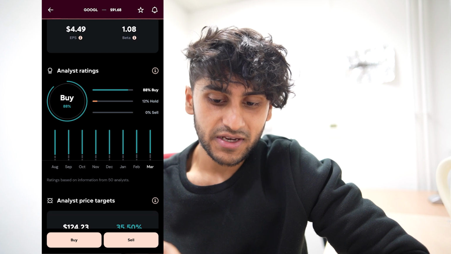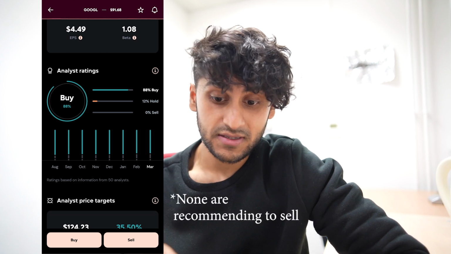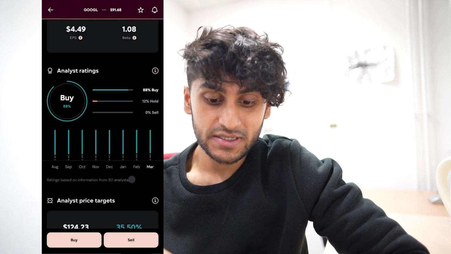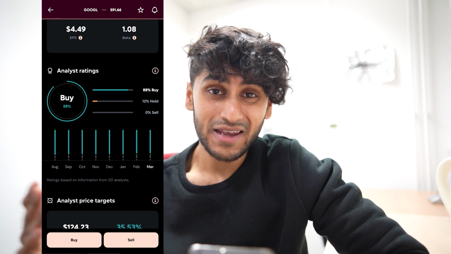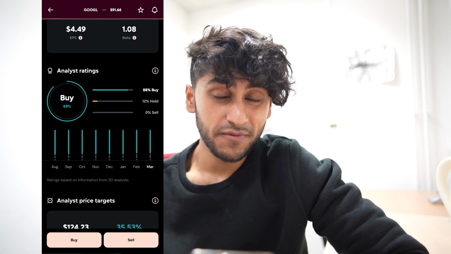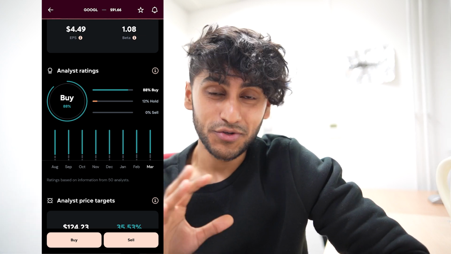You can also see analyst ratings on the free version. So 88% are buying, 12% holding, and none of the analysts are selling. This is all part of the free app, which is quite good. However, I wouldn't always take analyst ratings as anything to go by. I would do my own research before investing in stocks, and definitely do not take stock advice from anyone on YouTube or anything like that.